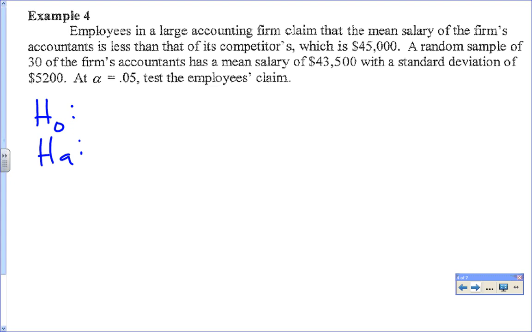The words that are clear here say "is less than," correct? So is this going in the null or the alternate? Alternate, right? Because there's no equal to on it. Really we're trying to find mu is less than the competitor, which is 45,000, correct? The reason I always find the claim first is because wherever I put it, the other hypothesis has to be everything else.